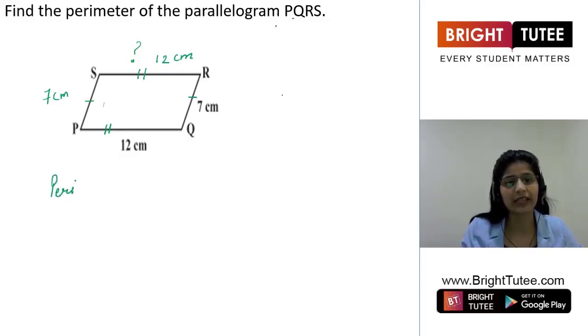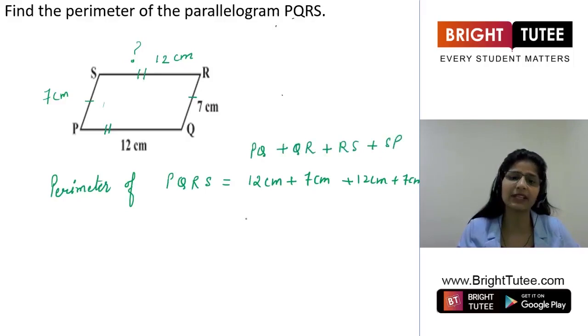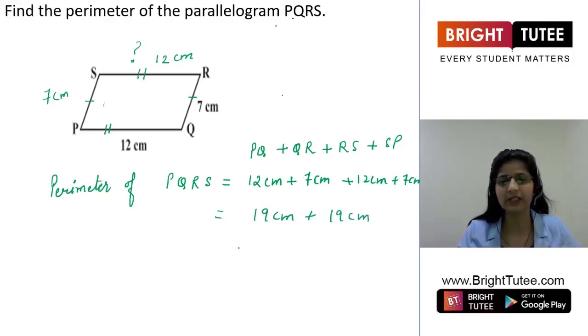So you will just write that perimeter of PQRS will be equal to 12 cm plus 7 cm plus 12 cm plus 7 cm, or before this we can also write PQ plus QR plus RS plus SP, right? And we have just placed in the values of it. 12 plus 7 will be 19 cm plus again 12 plus 7 is 19 cm. That gives the answer as 38 cm.